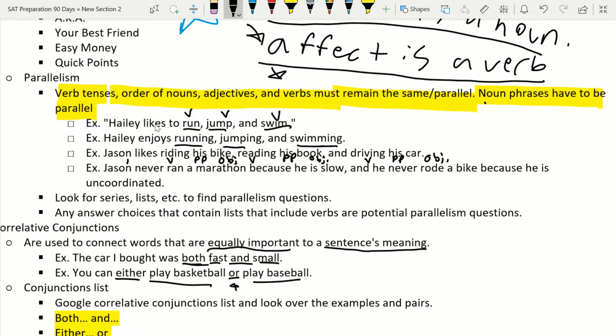Next, we have Jason never ran a marathon because he is slow, and he never rode a bike because he is uncoordinated. Now, if you're going to go through and mark everything, all of the parts of a sentence, you would see that you do have parallelism, obviously. You can also just kind of tell by the way it's organized.